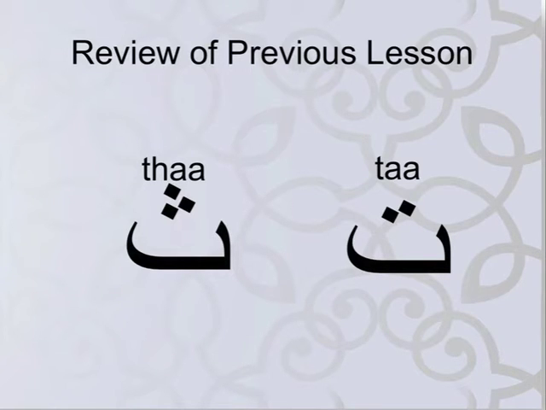So the 5 words were tip, top, tam, tongue, and tim. So tip, top, tam, tongue, tim. First I pronounced it with a T, next I pronounce it with a ta. You will start to see the difference.